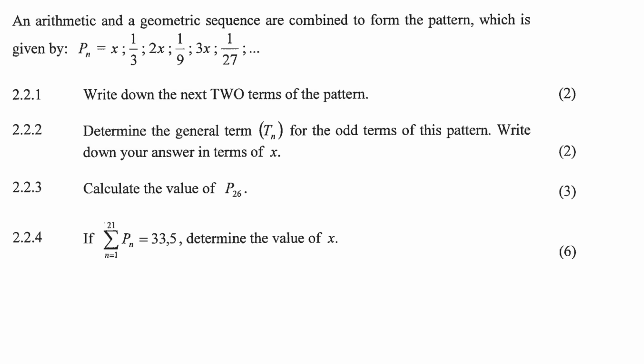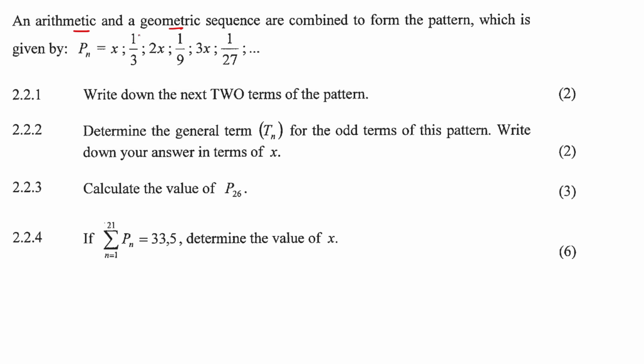An arithmetic and geometric sequence are combined to form a pattern. Right. So when they say that an arithmetic and a geometric are combined, it usually means that one term is arithmetic and then the next one is geometric, or the first one's geometric and then the next one's arithmetic, and then it keeps changing like that.